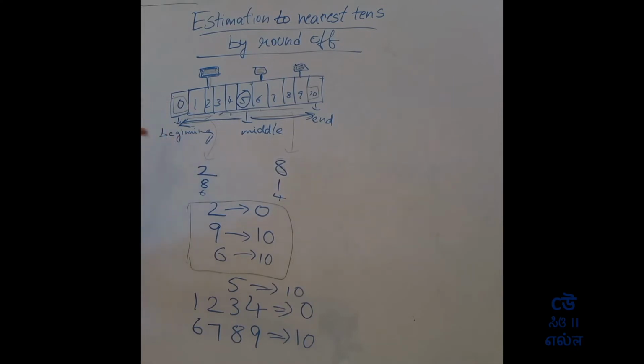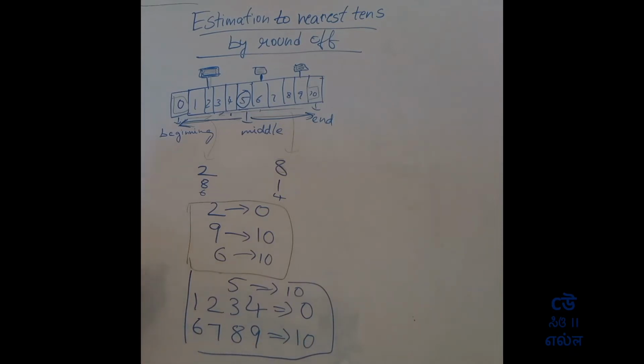Because 5 is equidistant from both 0 and 10. But in practice, we usually take 5. If we get 5, we usually round off to the bigger number, that is 10. Understood children? This you should keep in your mind.